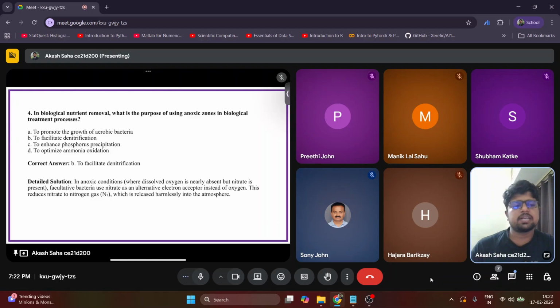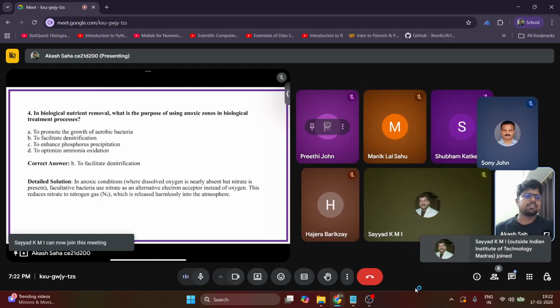In anoxic conditions where dissolved oxygen is nearly absent but nitrate is present, facultative bacteria will use this nitrate as an alternative electron acceptor instead of oxygen. This reduces the nitrate to nitrogen gas, which is released harmlessly into the atmosphere. So what we generally do, we have ammonia in our system. First, with the help of aerobic conditions and nitrifiers, we convert this ammonia to nitrite and then nitrate.